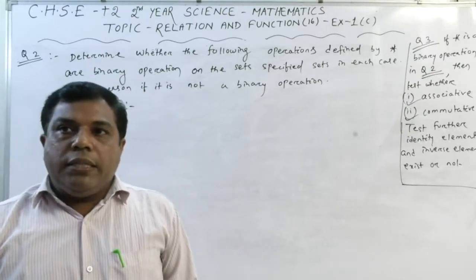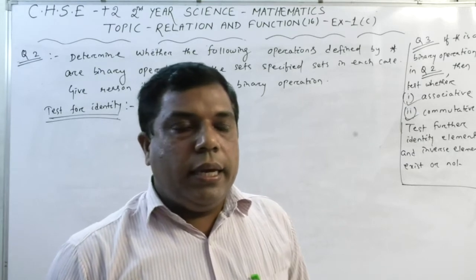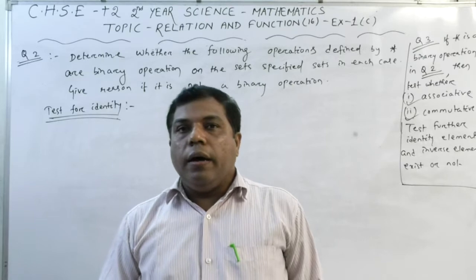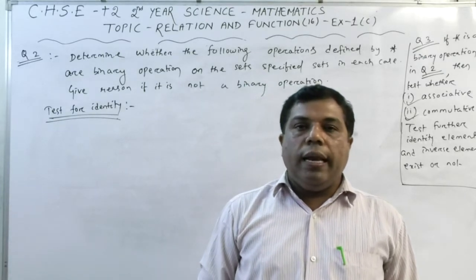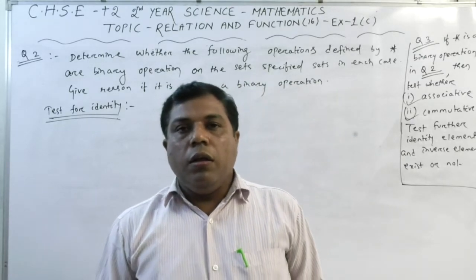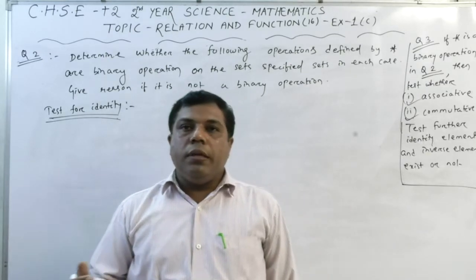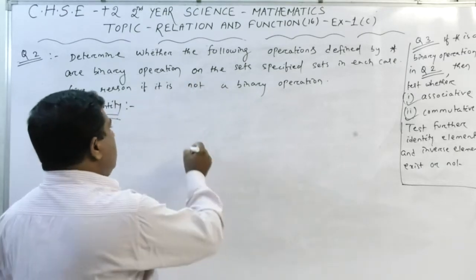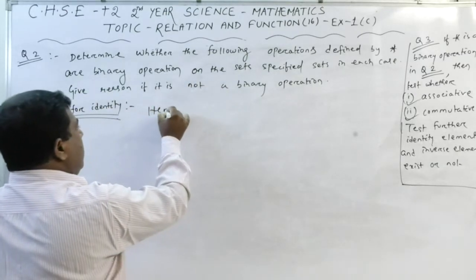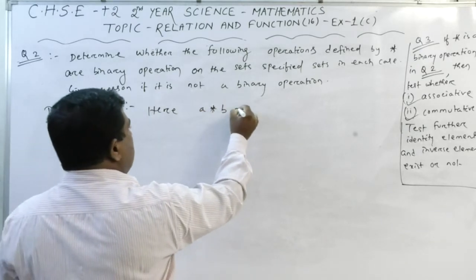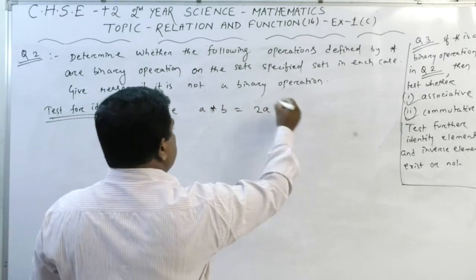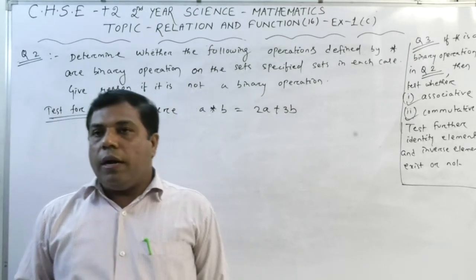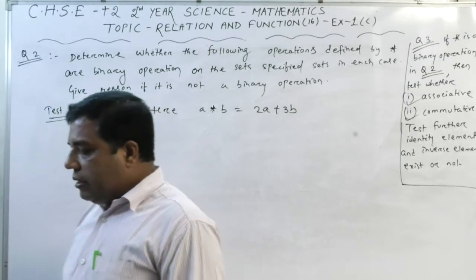So you know what is an identity? Identity is an element by which the value of the original element does not alter after being operated with that element. That is called as identity. So here, A star B is given as 2A plus 3B. Okay, that is given. So now we have to check whether the identity exists in this case or not.